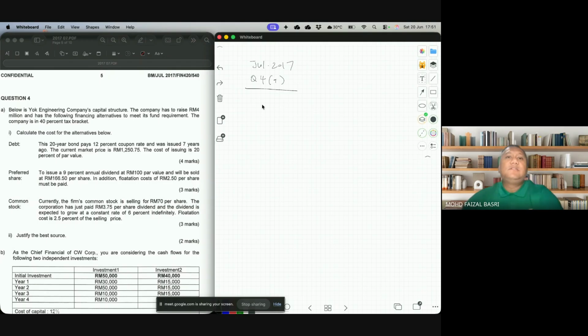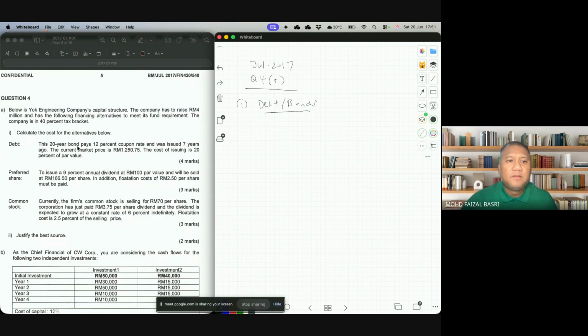Right, so number 1, it asks us to calculate the cost for all the alternatives. So we're going to start with debt, debt or bonds. That's our first item. So, I'm going to write all the relevant information and transpose it into our answer here. And then we try to solve it.